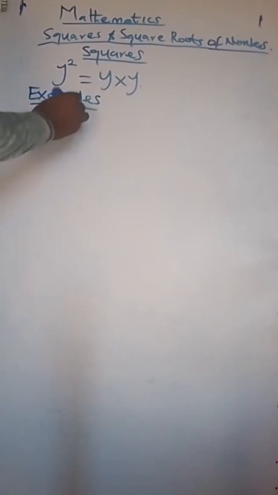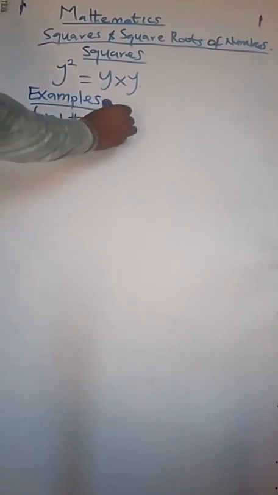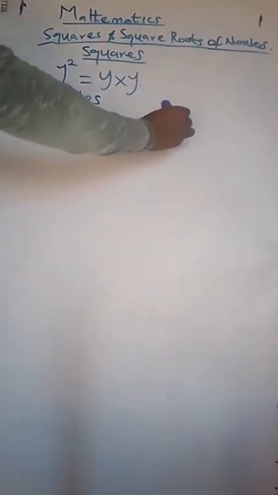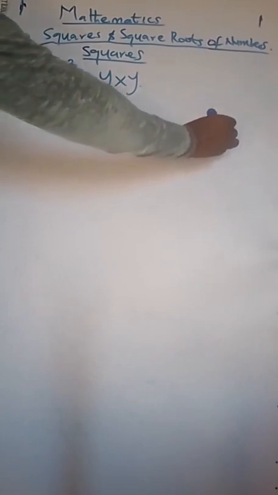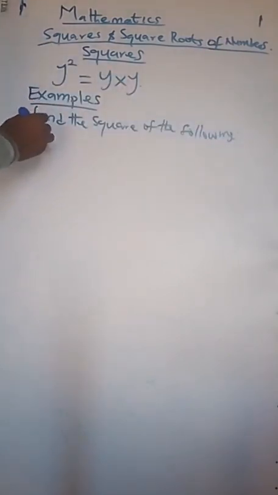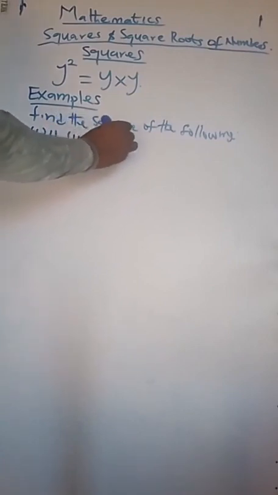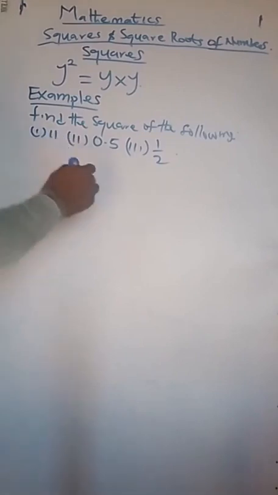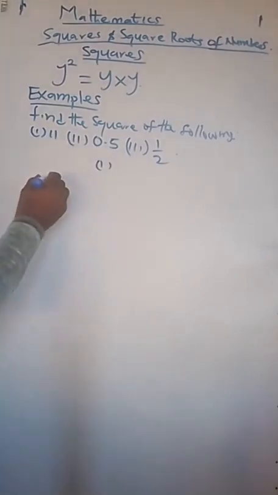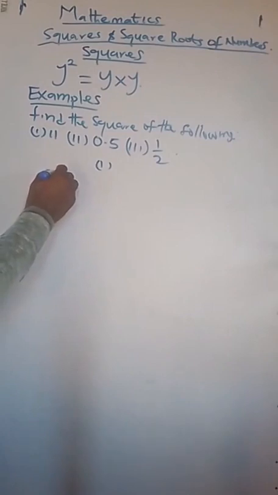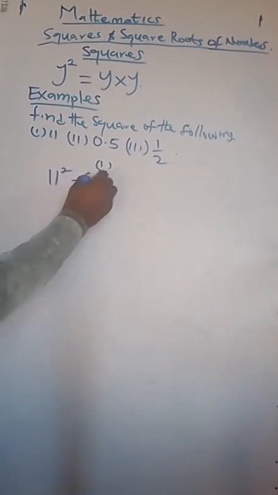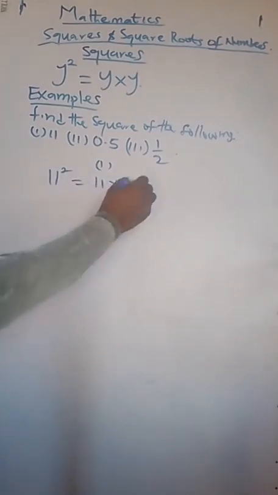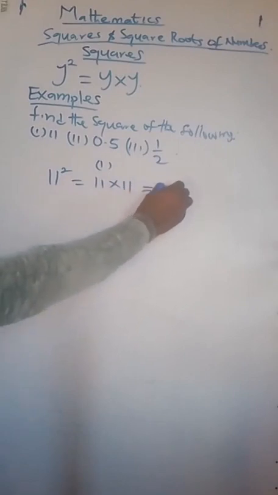Find the square of the following: 1. 11, 2. 0.5, 3. 1 over 2. Let's start with 1. Square of 11 means 11 raised to power 2, which is 11 times 11. And 11 times 11 is 121.